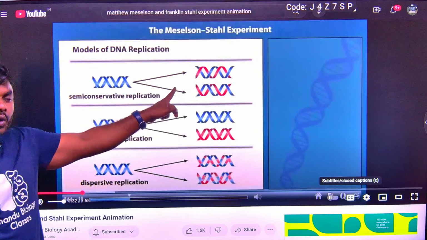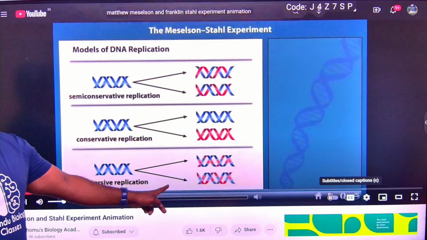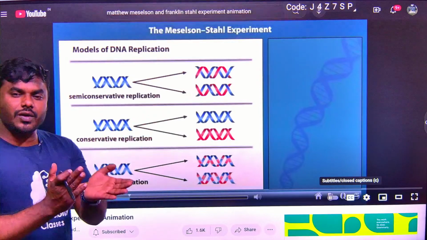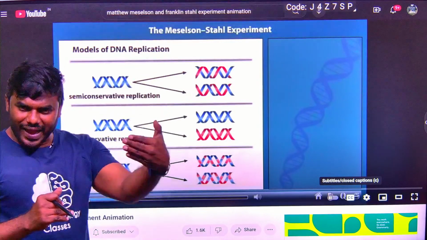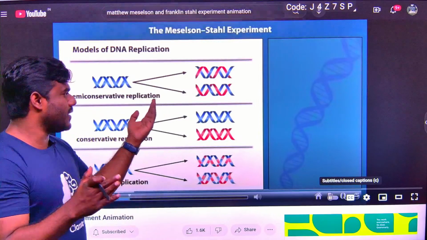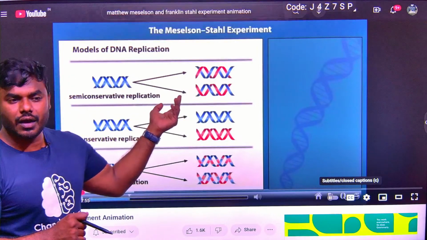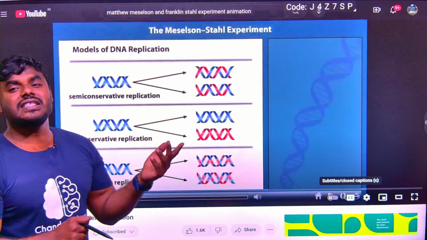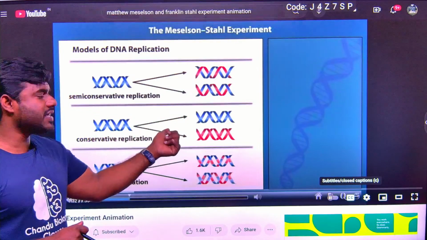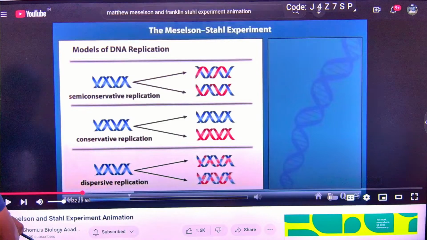Now I have to prove this correctly, I have to disprove this. First, what do we have to understand? We have to understand the difference between the parent strand and the daughter strand. How can we differentiate? Only based on density, correct na? Parent always heavy, daughter is always light.